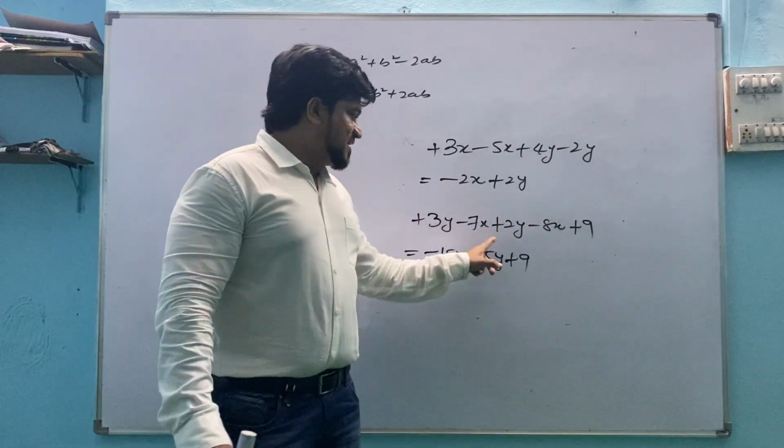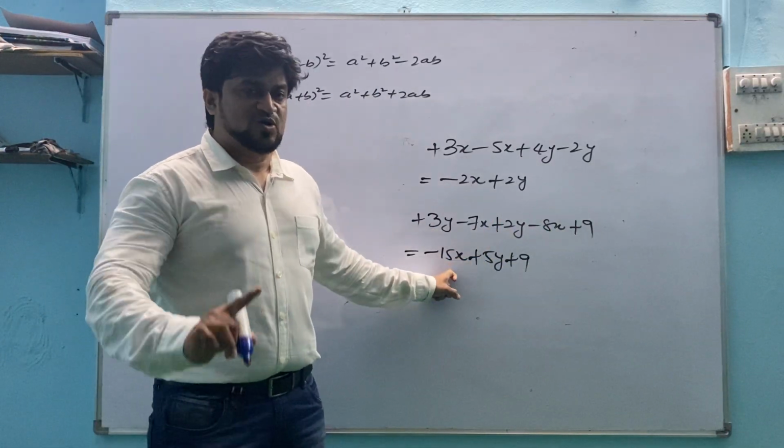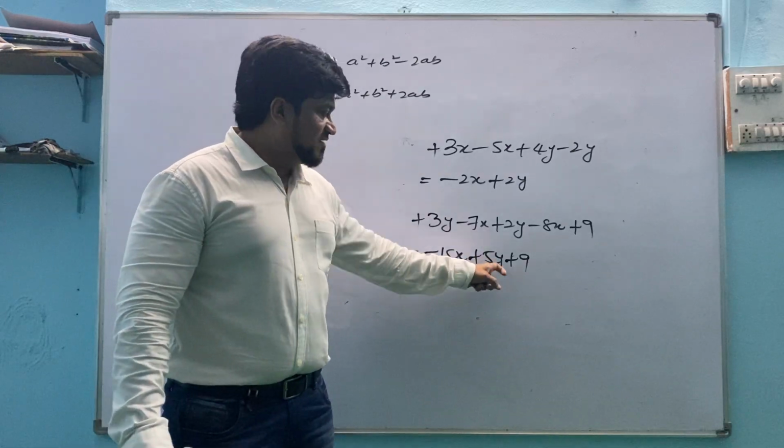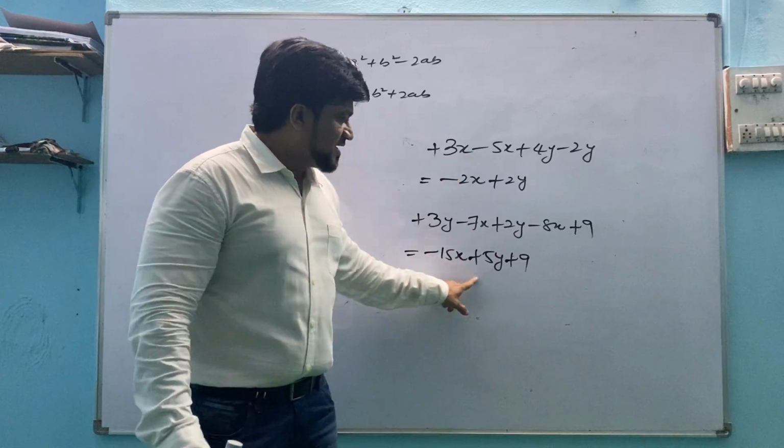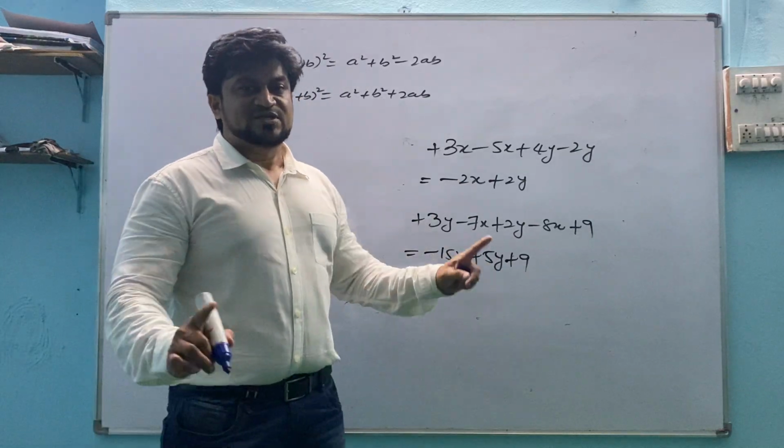X terms are added, y terms are. Can we add these two? We can't add because variables are different. Can we add these two? One constant term and with variable term? We can't add that also. So we get this term after simplification.